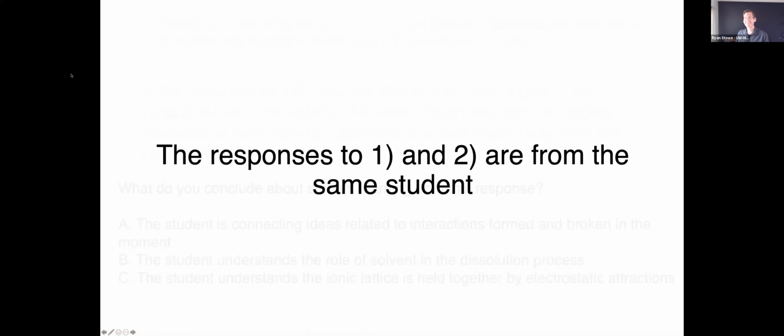So recall, one of the answers on the last slide was that the student understands the role of solvent. And one of the answers in the prior slide was that the student doesn't understand the role of solvent. Now, the claim that the student doesn't understand the role of solvent was not a commonly selected one on the drawing slide, but it's kind of remarkable the differences between what the student wrote and what they drew. I think they're not wholly consistent with one another, and that's interesting.